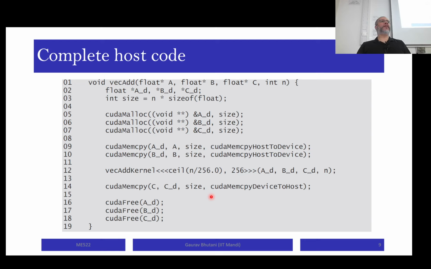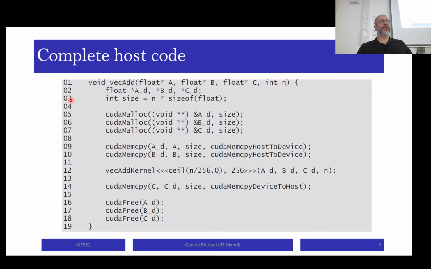So now that we understand all 3 parts, part 1 which is allocating space and copying data on the device, part 2 which is doing the computations through the kernel function, and part 3 which is copying the data back and freeing up space on the device, this is your complete code which is executed on the host. Okay, so let's look at it again.